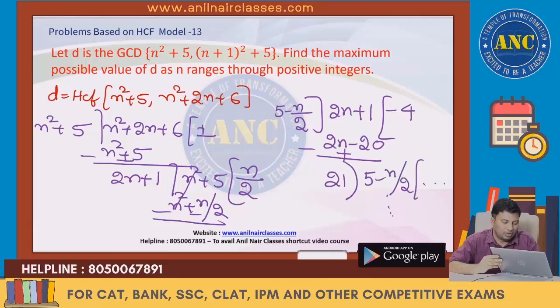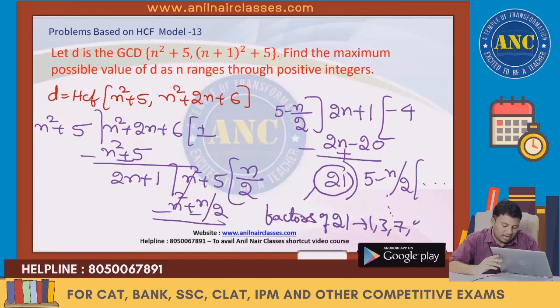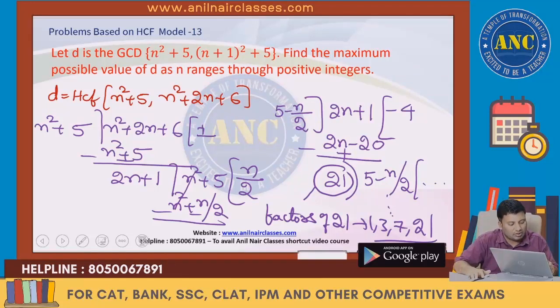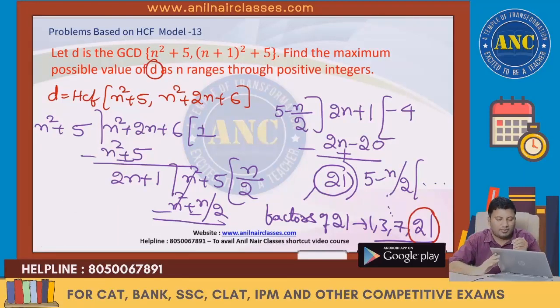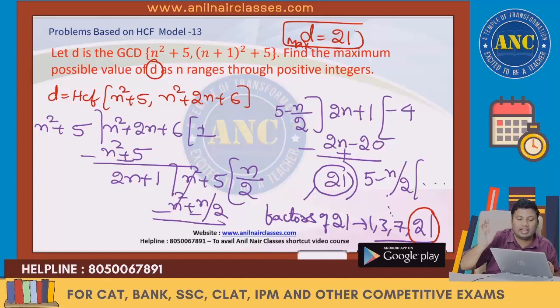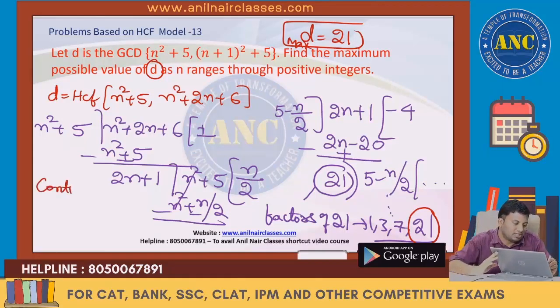With some value I will get it. So what will be the values? What are all the factors of 21? Factors of 21 are 1, 3, 7 and 21. What is the maximum value it will take? Maximum value of D is 21. Again and again I am saying, if the question contains variables, the idea is very simple.